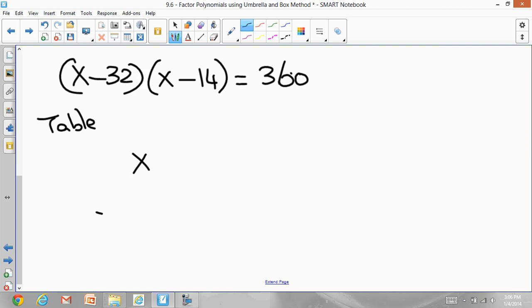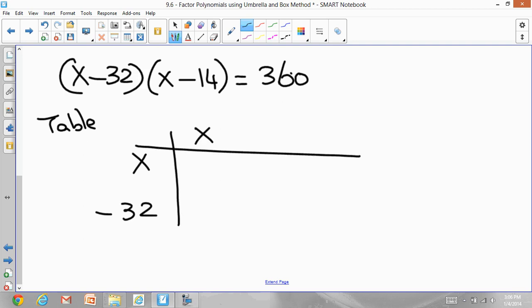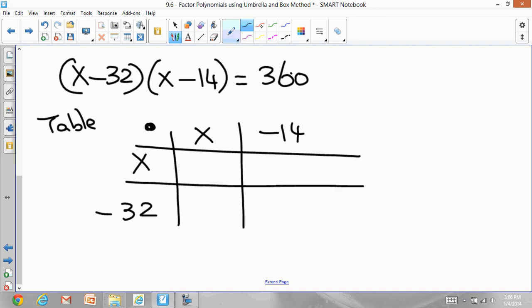So I'm going to write x and minus 32, x and minus 14, split them apart, dot. So let's multiply. This is for the left side. The left side implying this. I'm focusing on this.